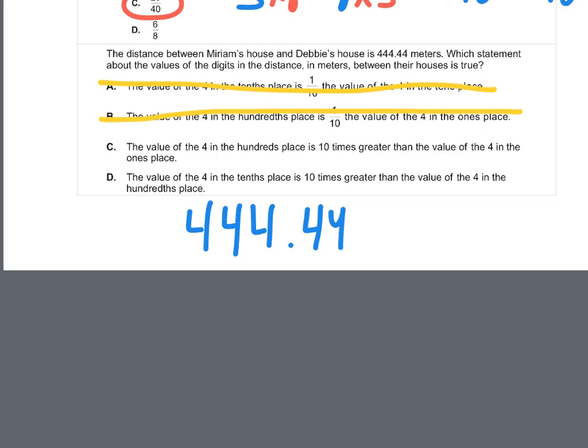So it has to be D. Let's check it out. The value of the 4 in the tenths place is 10 times greater than the value of the 4 in the hundredths. Yep, because they're next to each other. So this 4 in the tenths place is 10 times greater than that 4 in the hundredths. So the answer is D.